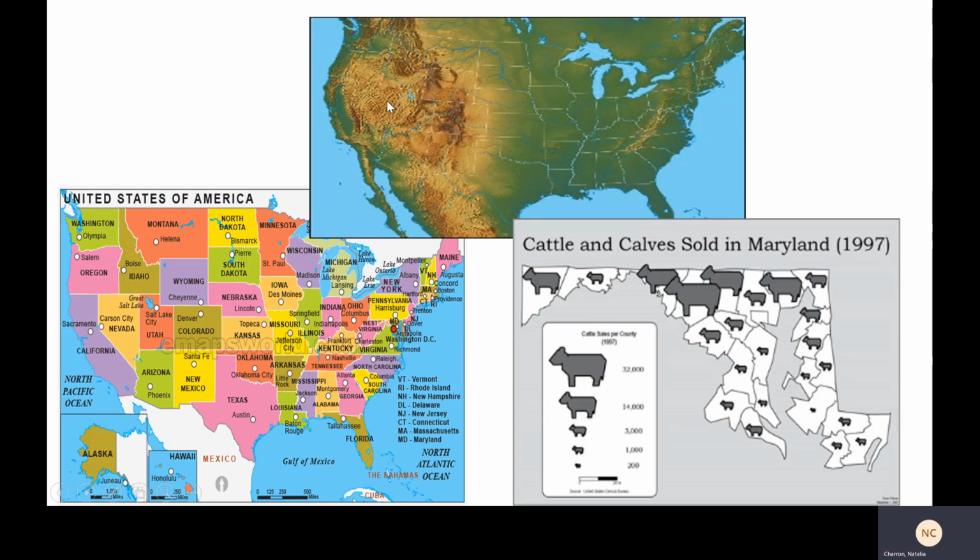So again, we have two reference maps. We have a physical map over here. Sorry, this one is the physical map. We have a political map over here of the United States of America. And we have a thematic map, very different, of cattle and calves sold in Maryland.